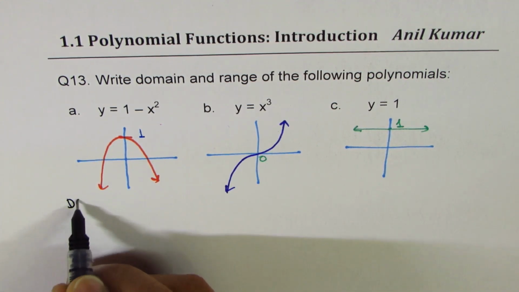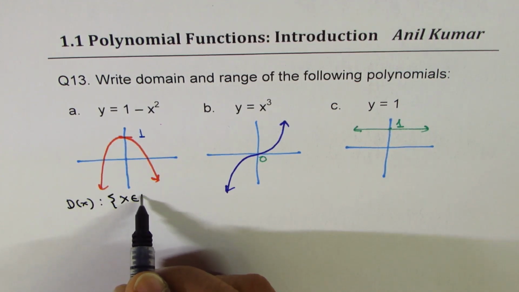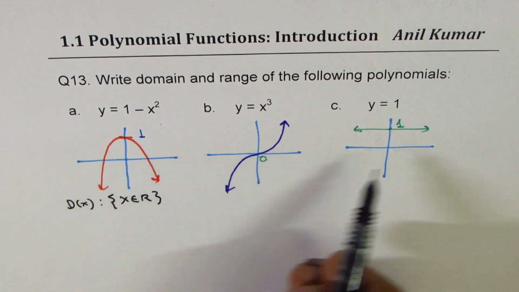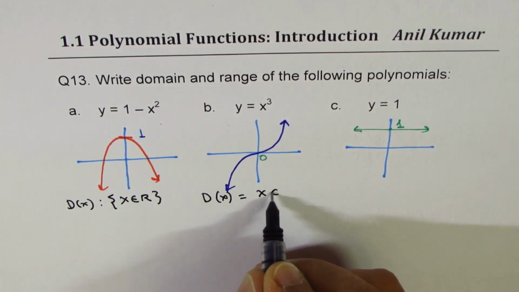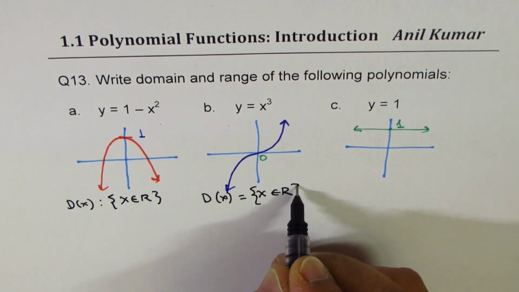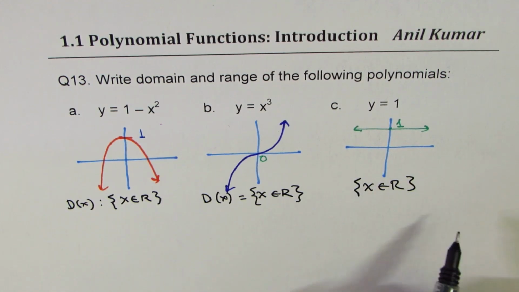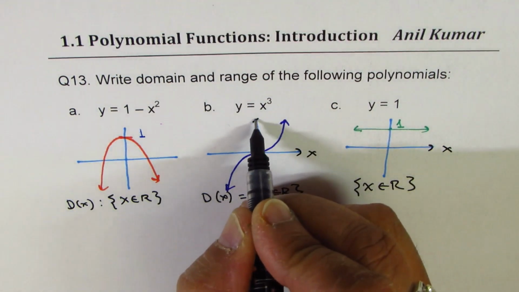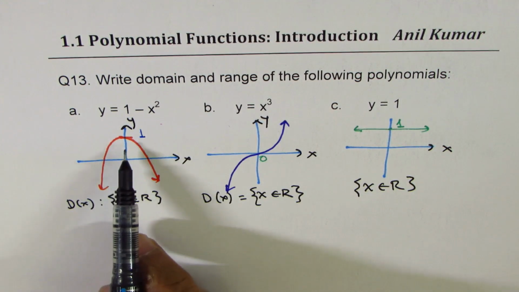So for the first one, the domain is, we could write like x belongs to real numbers, right? So there is no restriction at all. In fact, for all these three, the domain is x belongs to real numbers. So in polynomials, you will notice domain is x belongs to real numbers. Does it make sense to you? Right? So along the x-axis, we have no restriction. However, as far as the range is concerned, it could be restricted.